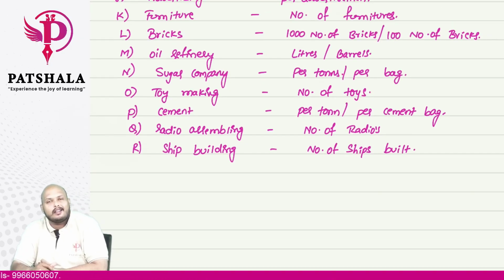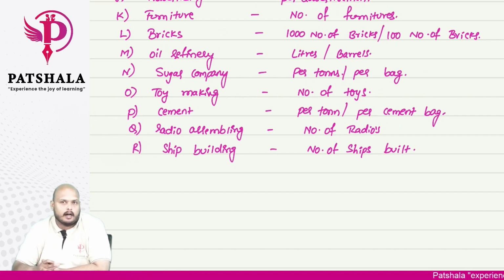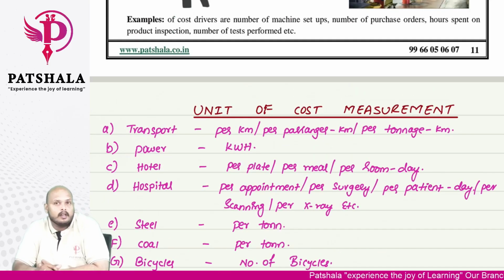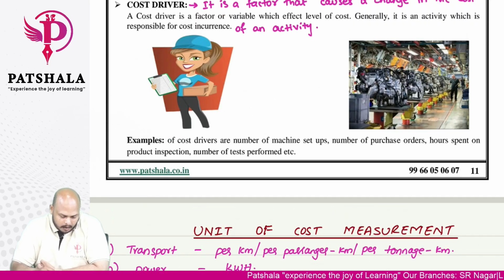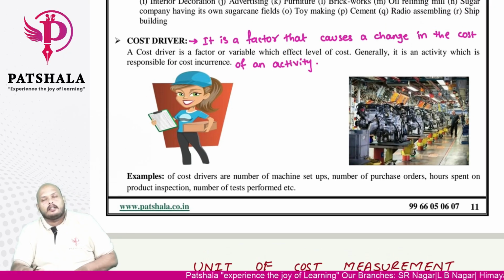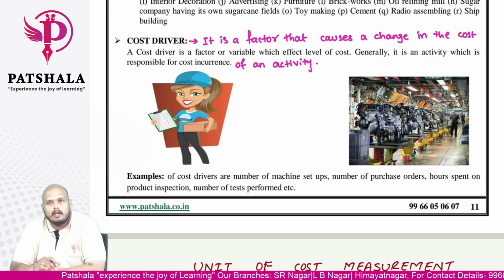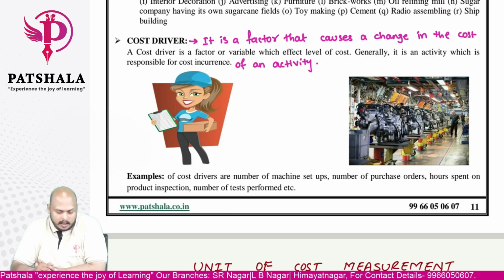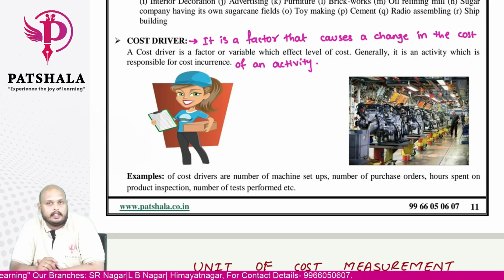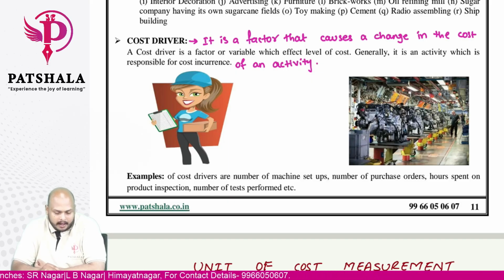So these are the different units of cost measurement which we will use in the cost accounting subject in different fields. Okay, I hope everyone understands. Next one, cost driver. The next important cost accounting term we have is cost driver. So what do you mean by a cost driver? It is a factor that causes a change in the cost of an activity. A cost driver is nothing but a factor which will change the cost of any activity.